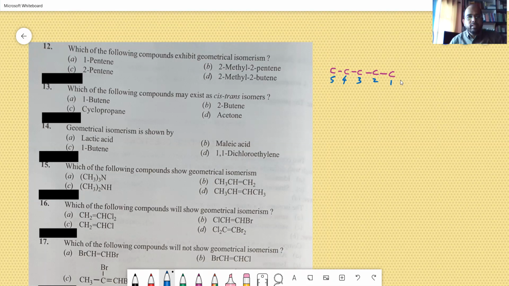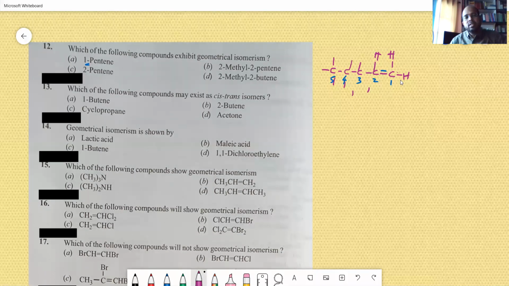So it is 1-pentene, right? So the first atom should have the double bond there. And then you have to satisfy the valency of the carbon atoms like this. You will see that it is turning out to be a very symmetric molecule. H here, CH2 here, H here, and then the large group, C3H7. So you are having the same groups on the same side. So this will not exhibit geometrical isomerism.